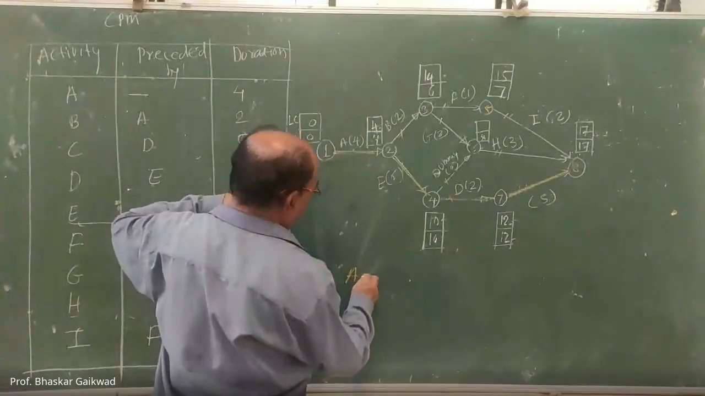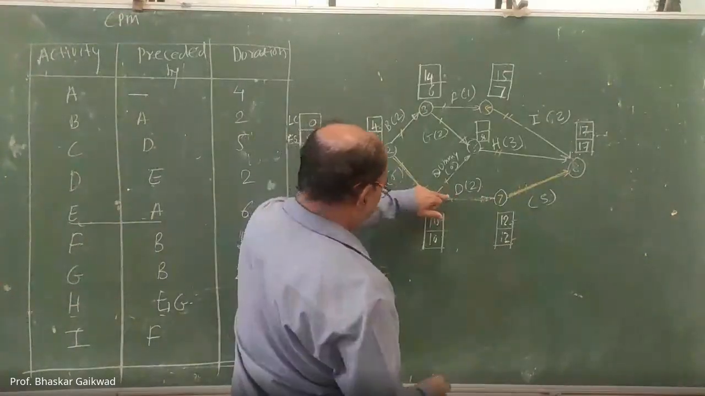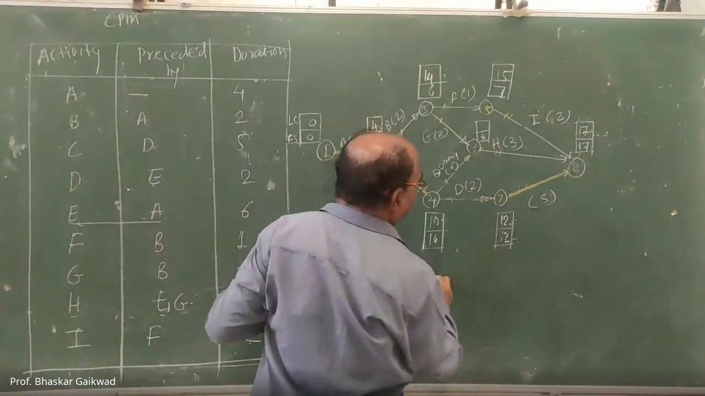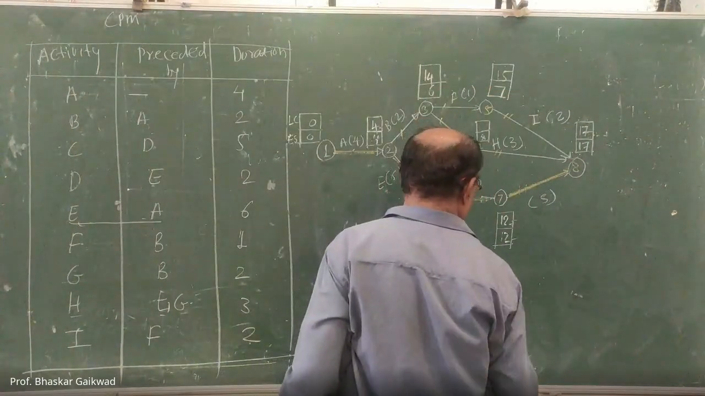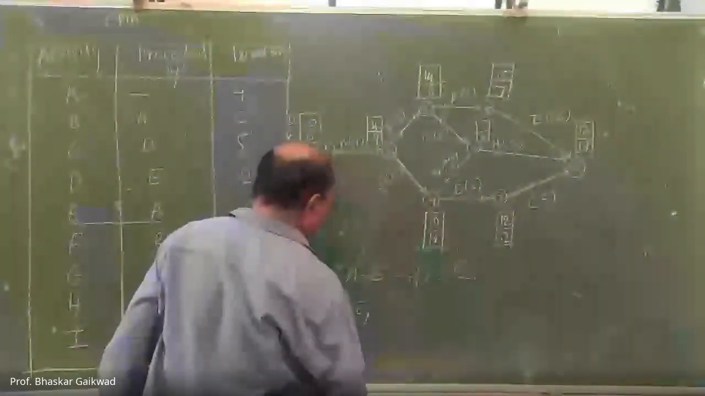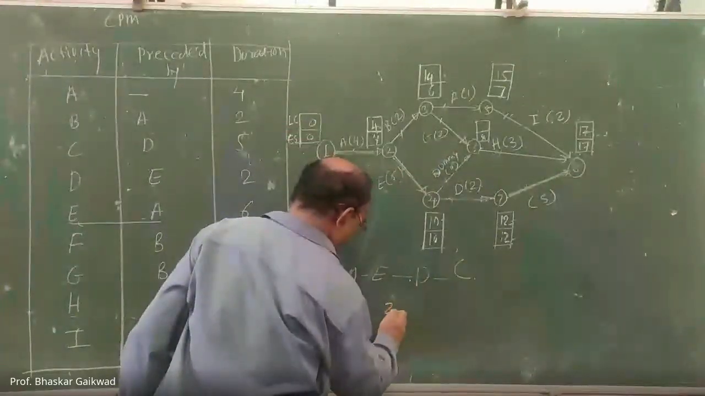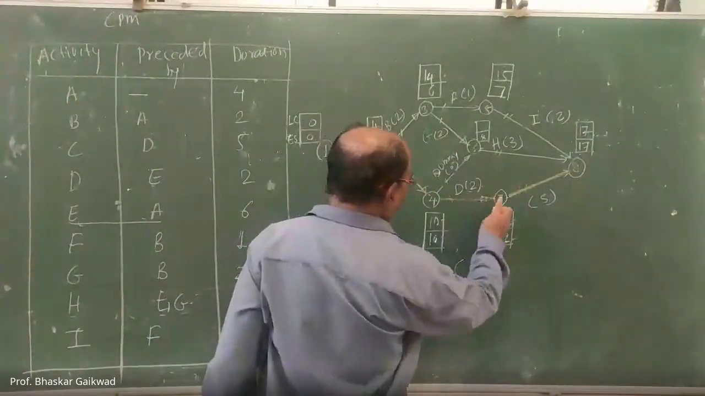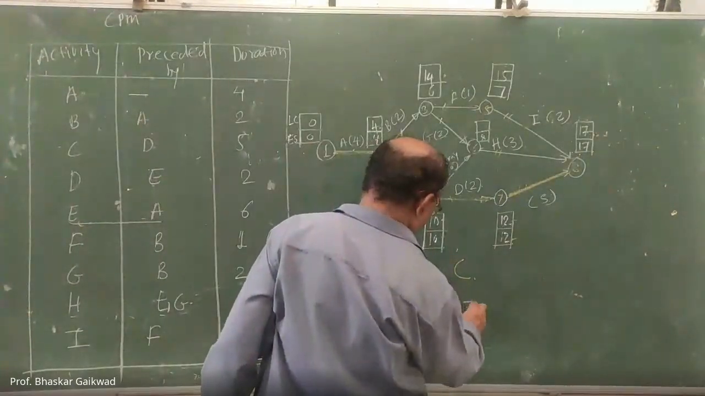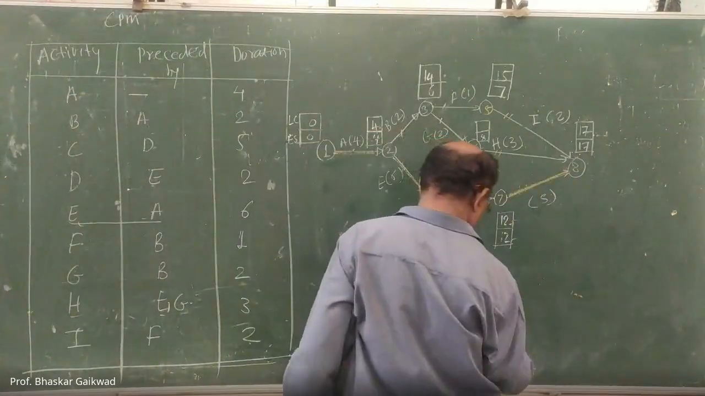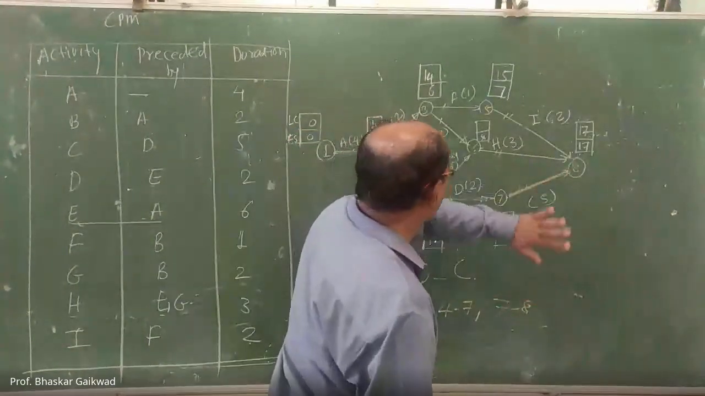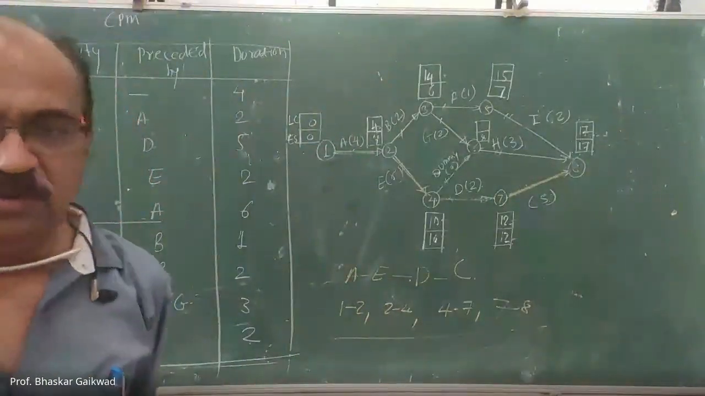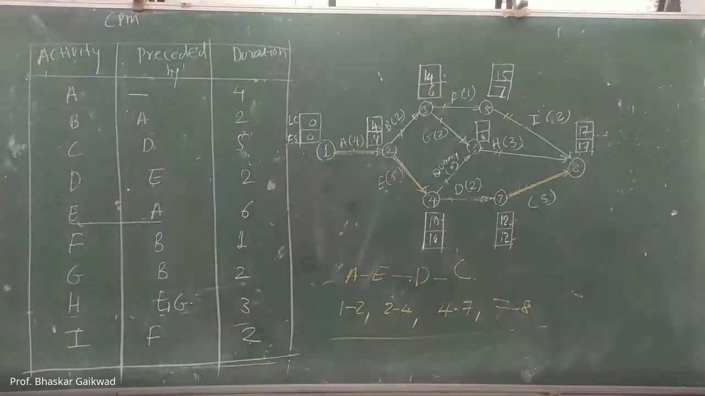So B, E, then D, and here it is the C. This is the critical path. And what activity is there? 1 to 2, 2 to 4, 4 to 7 and 7 to 8. So this is the activity and 17 is the total time. So this is the problem for critical path method.